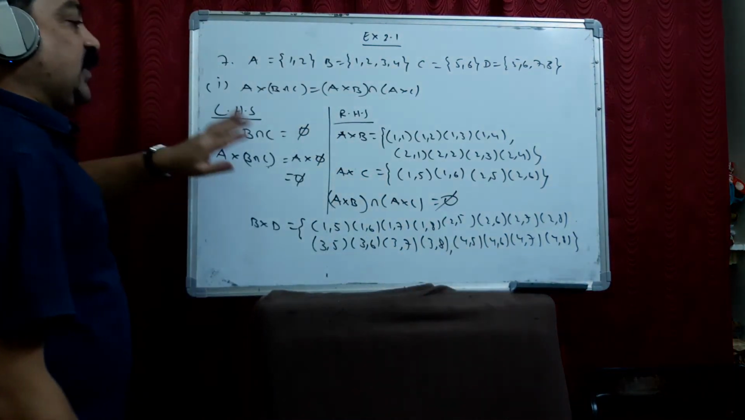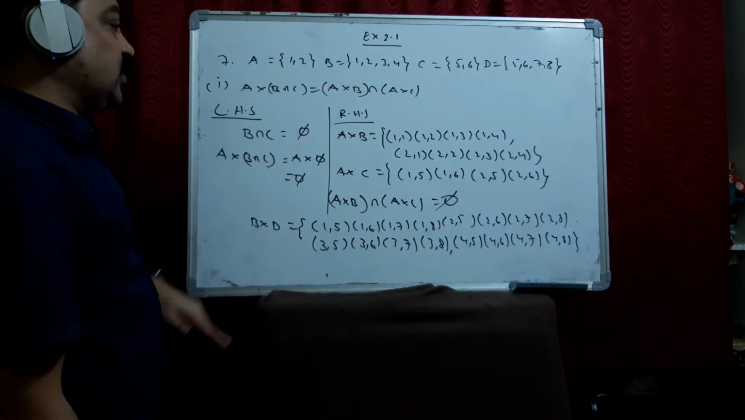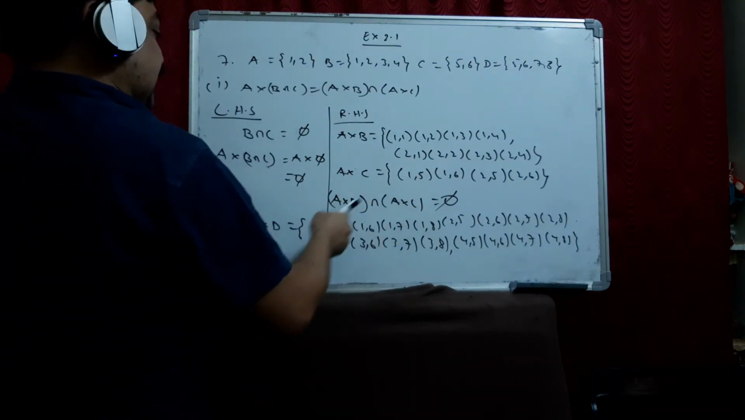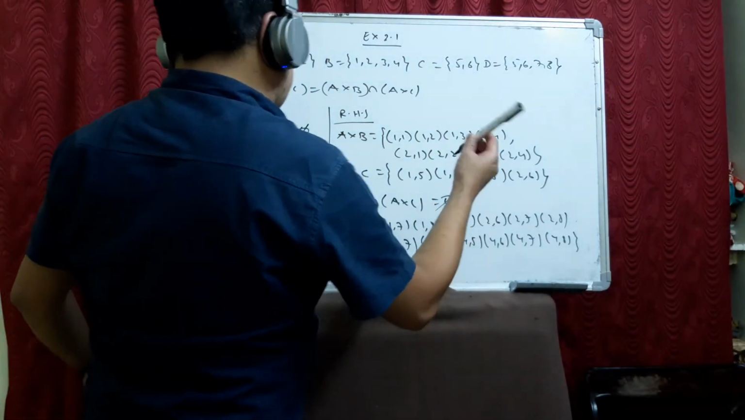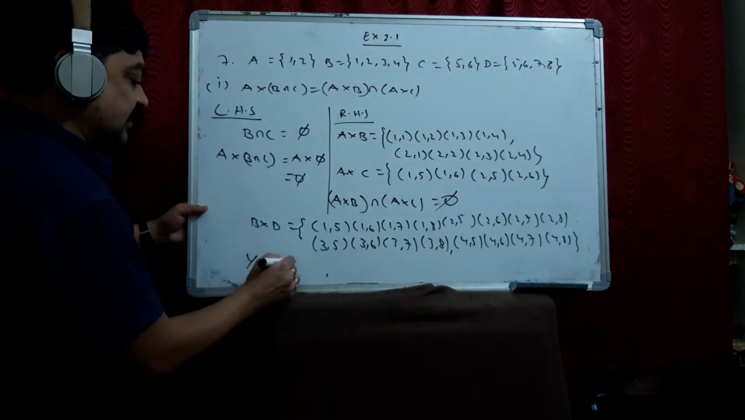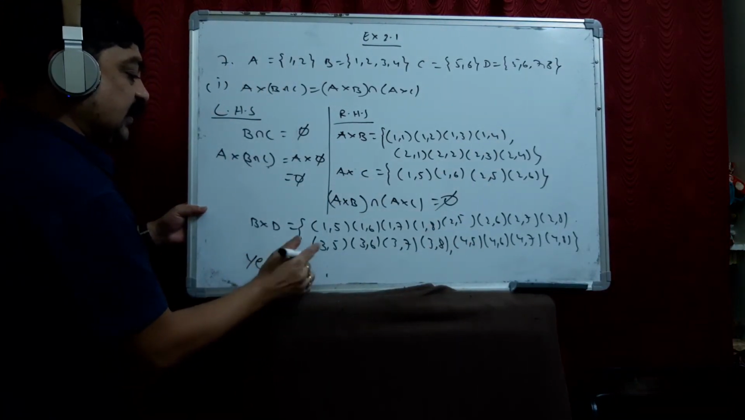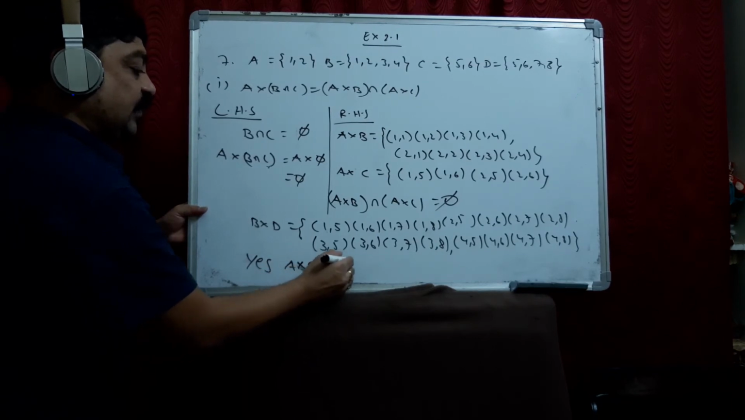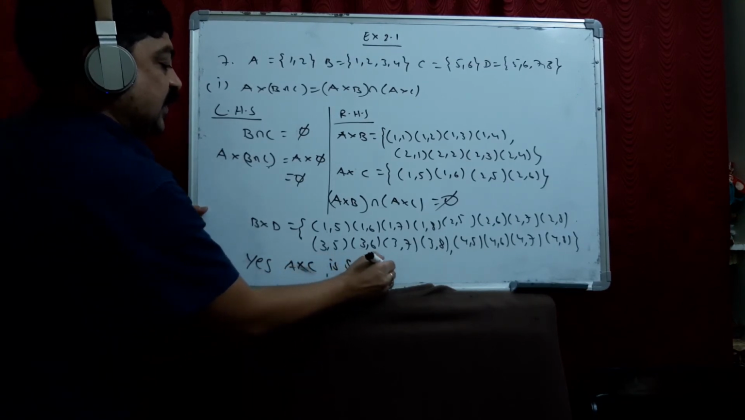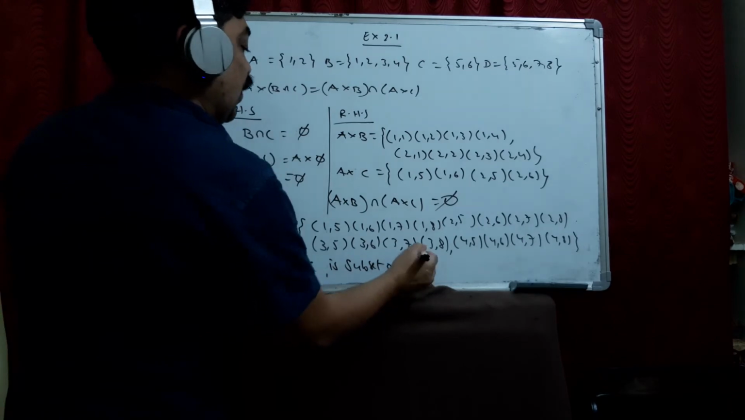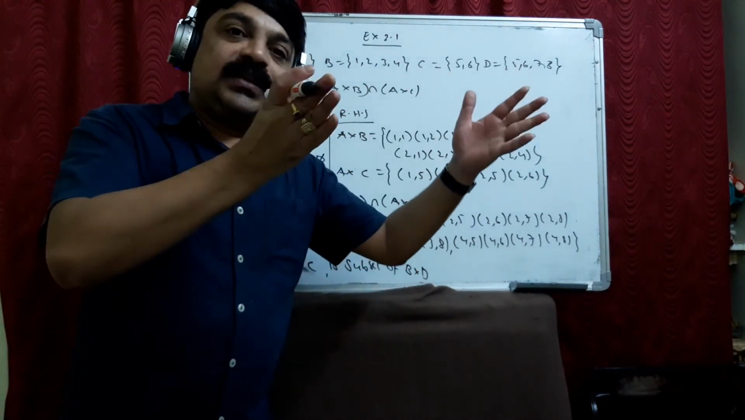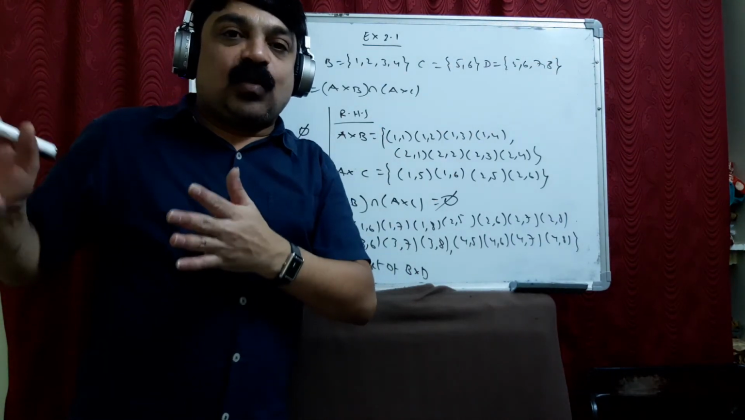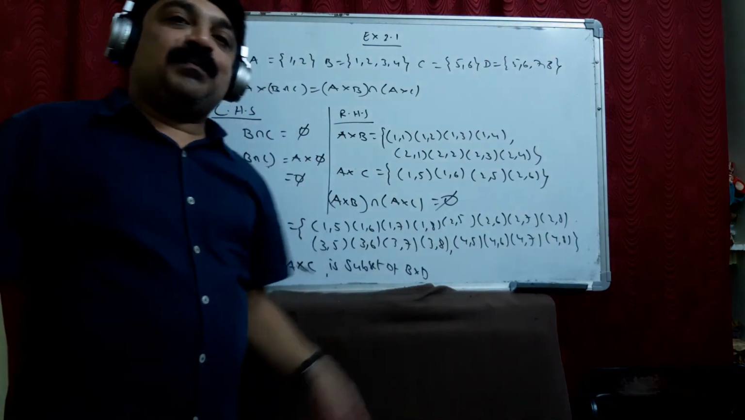Here we need to check whether A cross C is a subset of B cross D. Let us see. 1 comma 5 is there, 1 comma 6 is there, 2 comma 5 is there, 2 comma 6. Yes. A cross C is a subset of B cross D. What is a subset? If all the elements of one set are there in the big set, then this small set is called a subset of that big set. Okay?